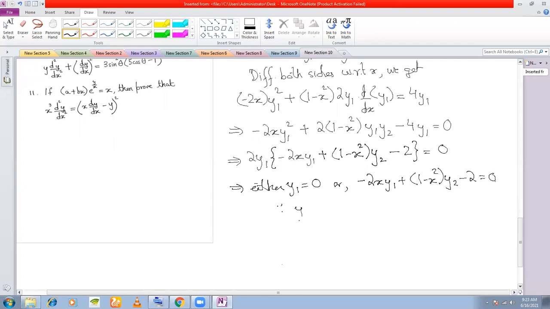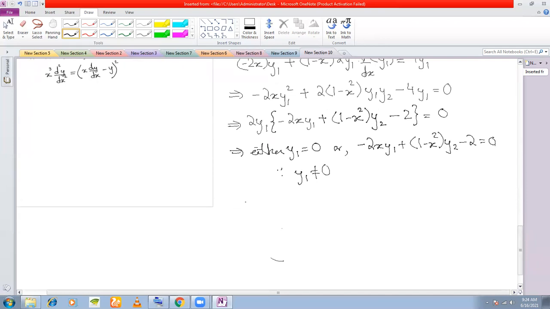Since y1 not equal to 0, okay, if y1 is equal to 0, then what will happen? Can you tell me? If y1 is equal to 0, then what will happen? We'll see that case, we'll just write it on the note there. So since y1 is not equal to 0, this part must be equal to 0. Therefore, minus 2x y1 plus 1 minus x square y2 minus 2 is equal to 0.